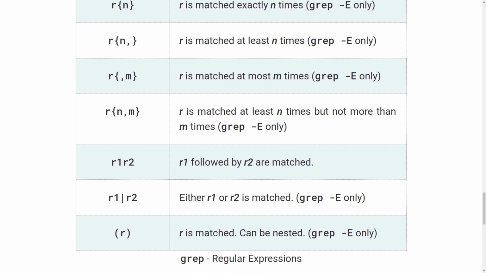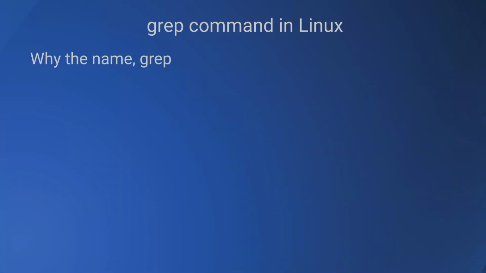As per the precedence, repetition has the highest precedence, followed by concatenation, and alternation has the least precedence. Suppose you want to have concatenation like R1, R2, you can put it inside parenthesis and have repetition of that. So whatever is inside parenthesis is matched, and this can be nested. And why is it named grep?